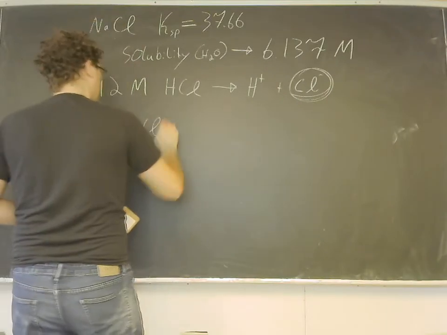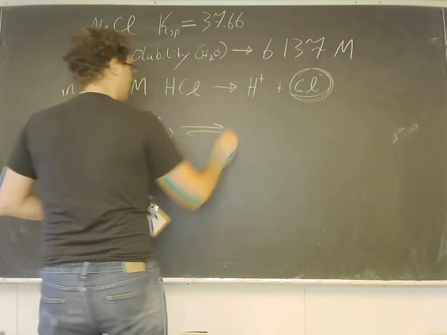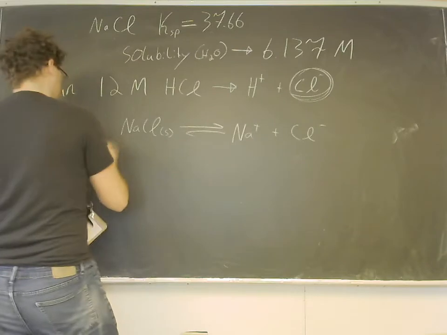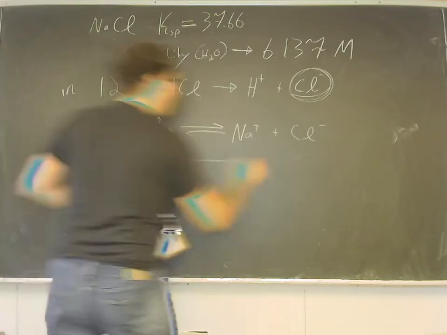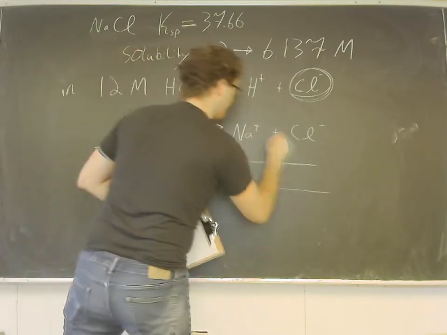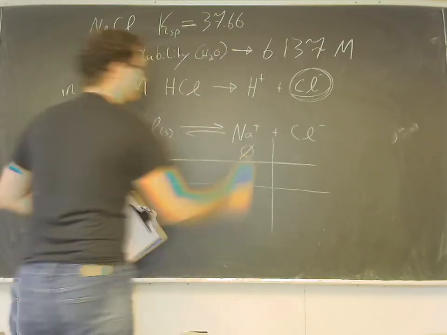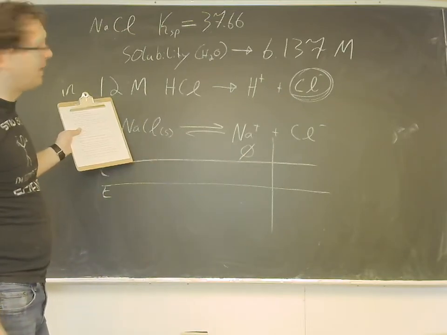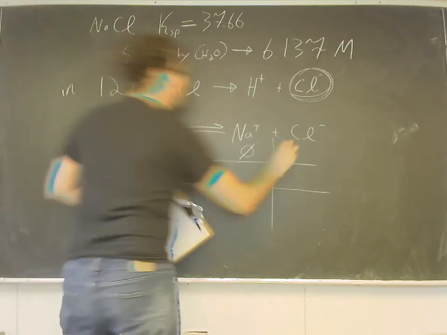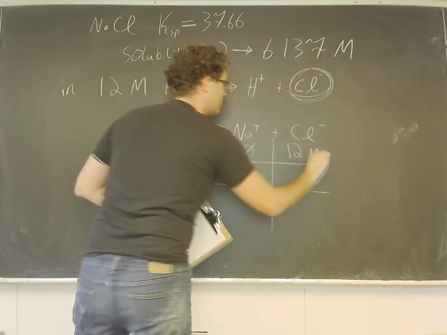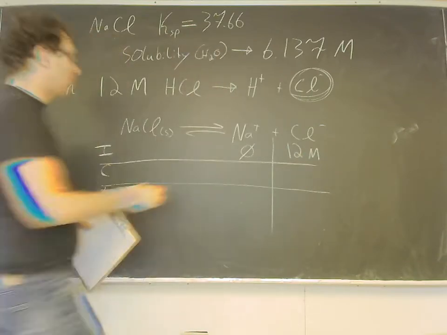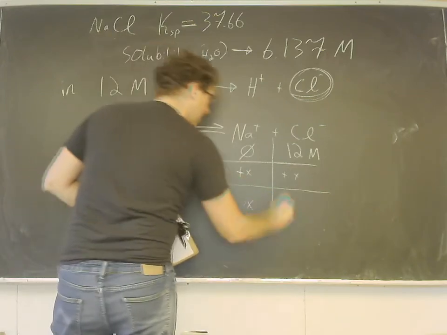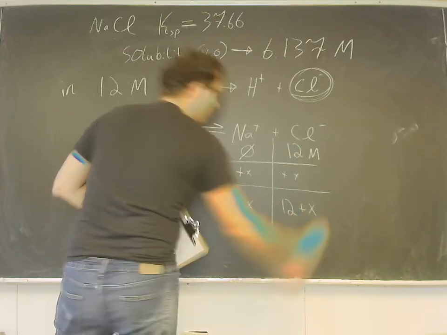So let's write the ice table. NaCl solid dissolving into Na plus and Cl minus. And we still have no sodium to begin with, but in this case, because I'm trying to dissolve my sodium chloride into a hydrochloric acid solution, I start with 12 moles of chloride ion. We'll still get plus x and plus x, and so here we end up with x and 12 plus x.